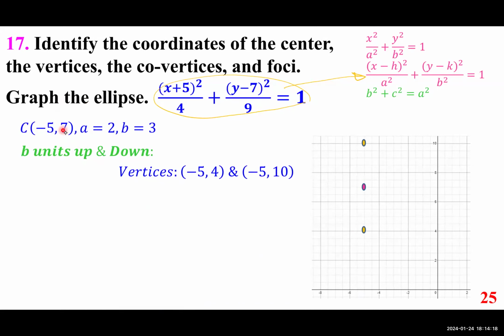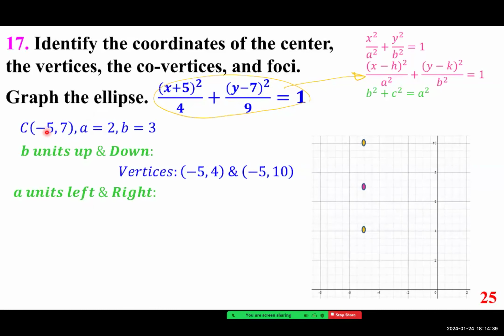As far as the co-vertices are concerned, we are going to go back to the center, and now we're going to go left and right by a units. So left and right means just don't change the y. If I want to go to the right, I'm going to add 2, so it becomes -3. If I want to go to the left, subtract 2. Left, subtract 2, right, add 2 to the x coordinate. So if I subtract, I get -7, 7. If I add, I get -3, 7.